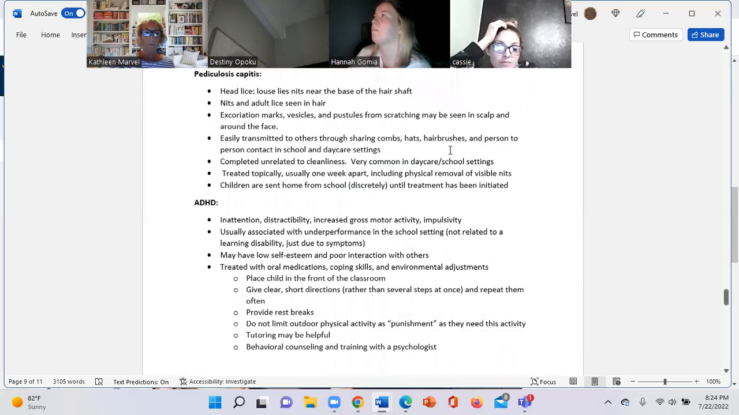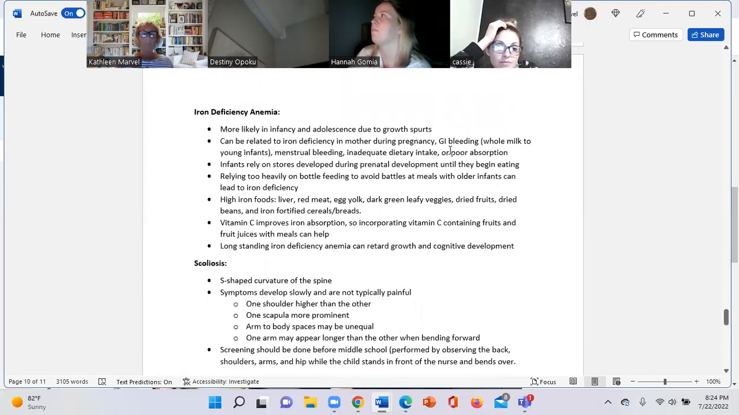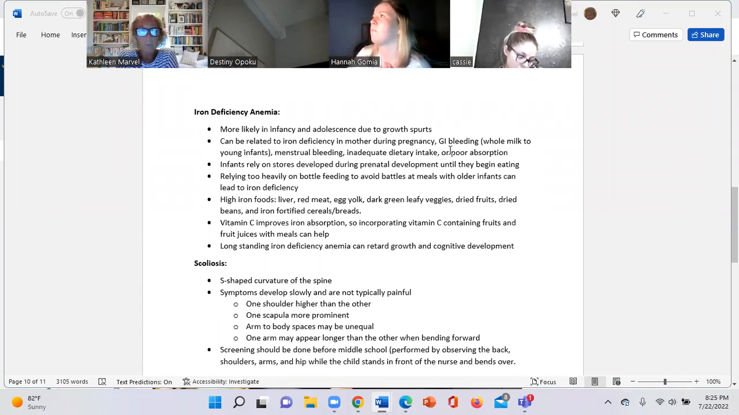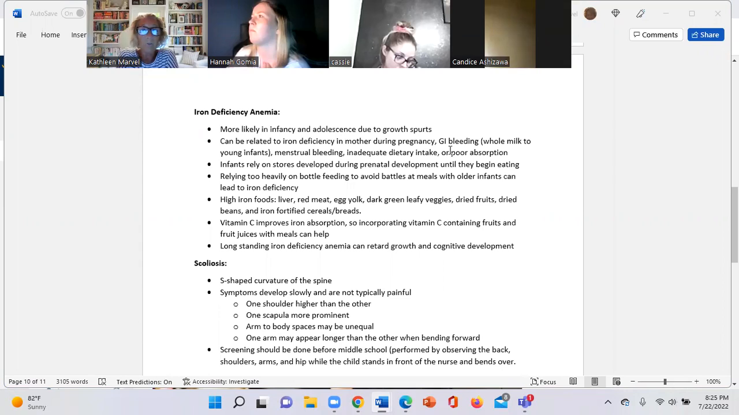There's lead exposure. Okay. Iron deficiency anemia is more likely in infancy and adolescence due to your growth spurts. It also could be related to iron deficiency in mom during pregnancy. Infants rely on stores of iron developed during prenatal development as they begin eating. Relying too heavily on bottle feeding to avoid battles at meals with older infants can lead to iron deficiency.